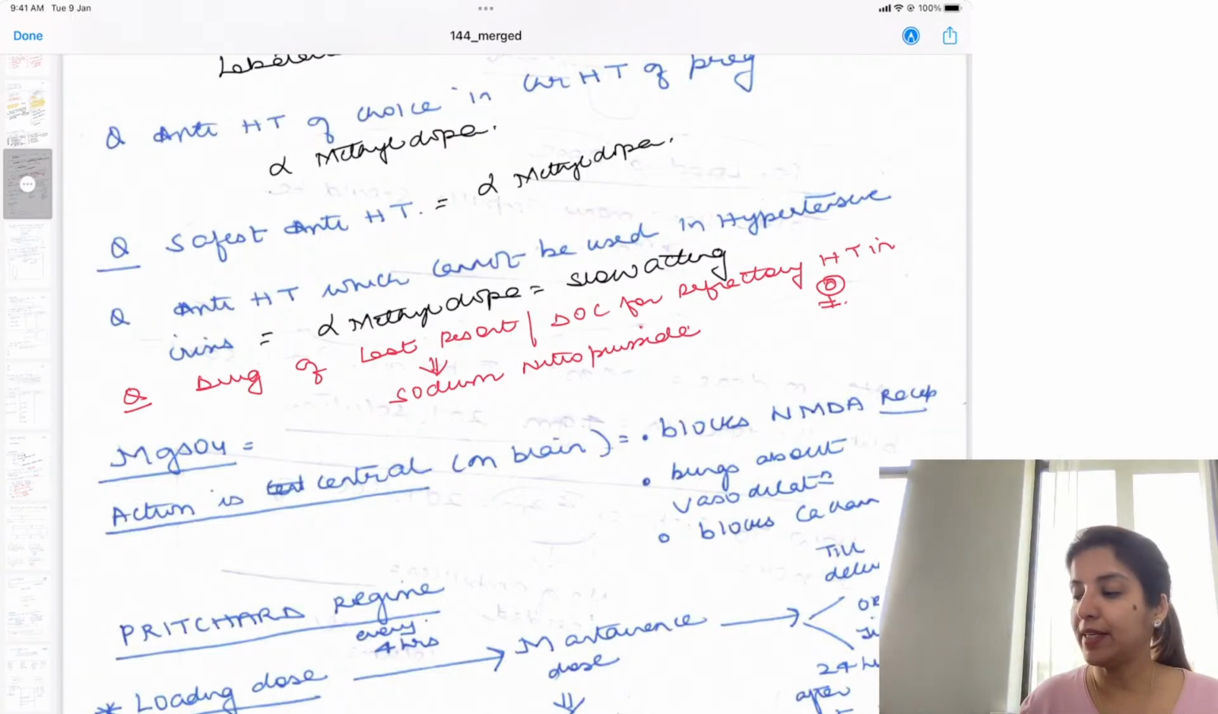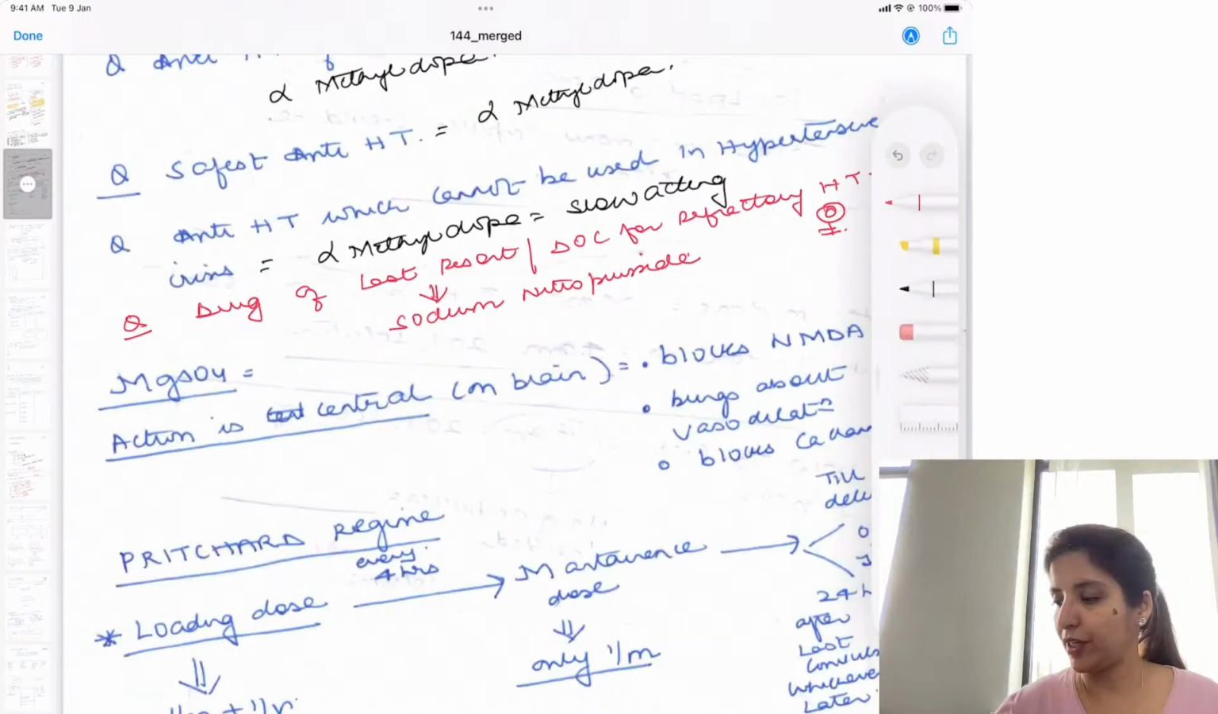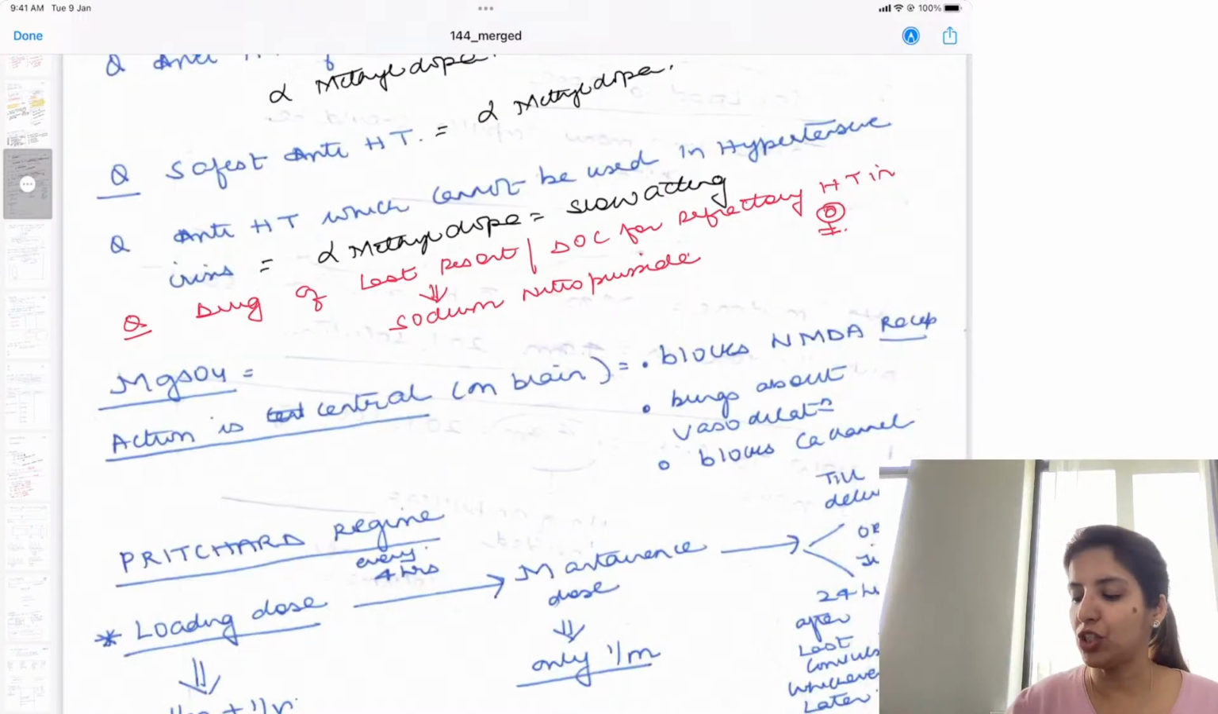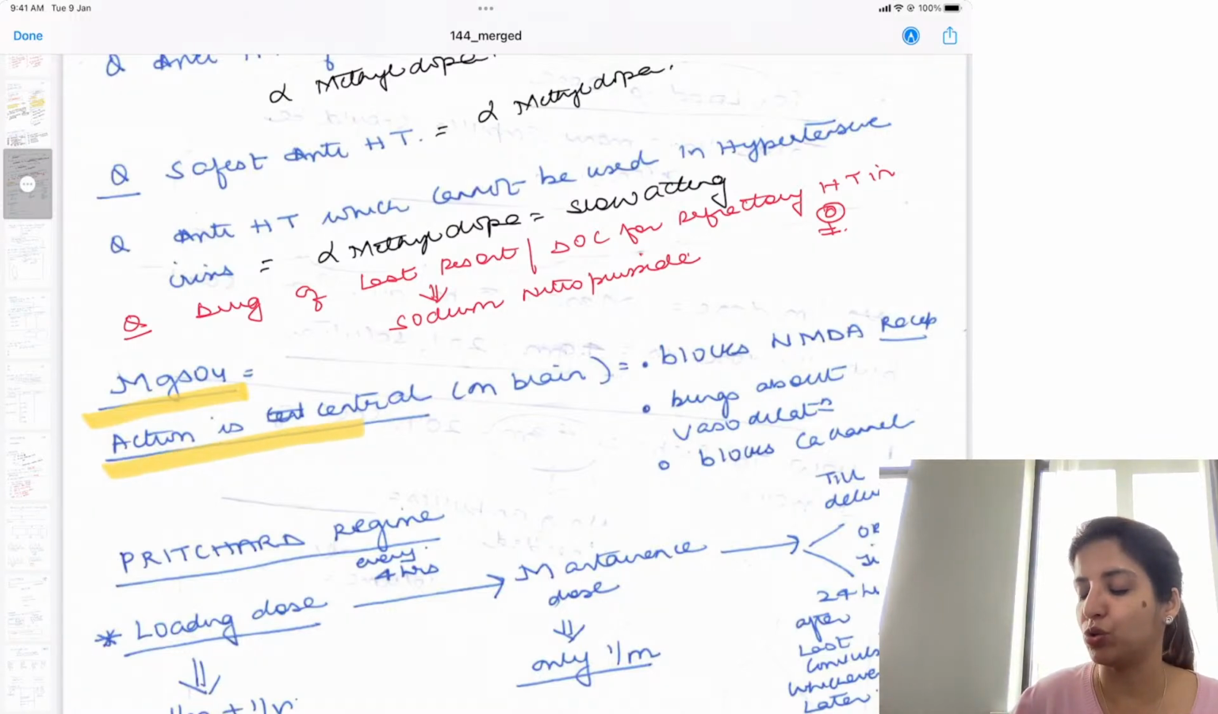Okay. Then comes magnesium sulfate. Now, about magnesium sulfate, I have told you a few things, the indications for using magnesium sulfate, right? Now, let's talk about the actions of magnesium sulfate. Since the beginning of the class, I have been telling you that the action of magnesium sulfate is centrally acting.